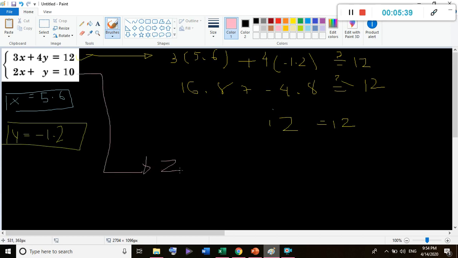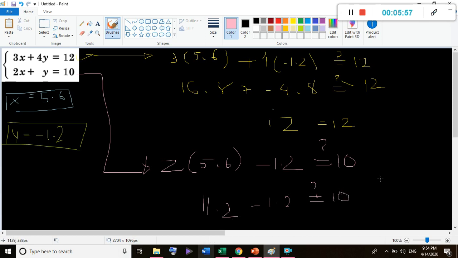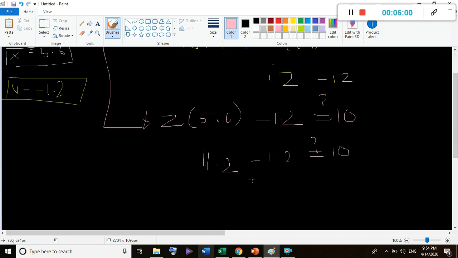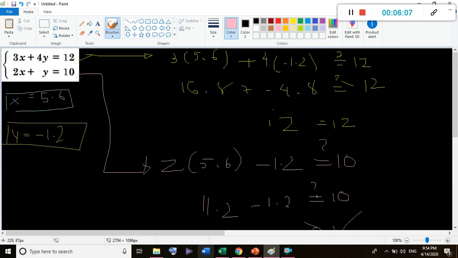It's going to be 2 times 5.6 minus 1.2. Is it equal to 10? Now 2 times 5.6 is equal to 11.2, minus 1.2. Is it equal to 10? So 11.2 minus 1.2 equals 10, which satisfies the equation. So our answer is going to be x equals 5.6 and y equals negative 1.2.